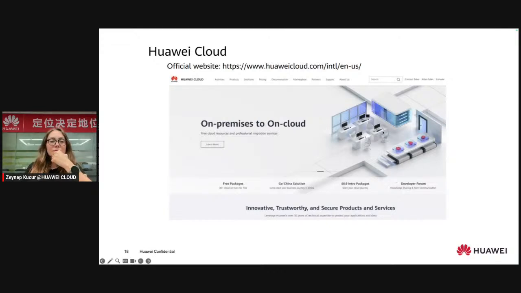And I would like to show you Huawei Cloud. Our official website is huaweicloud.com. Huawei Cloud is a public cloud service brand. It's one of the biggest cloud providers in the world, and it leverages Huawei's more than 30 years of expertise in the ICT field to provide innovative, secure, and cost-effective cloud services.